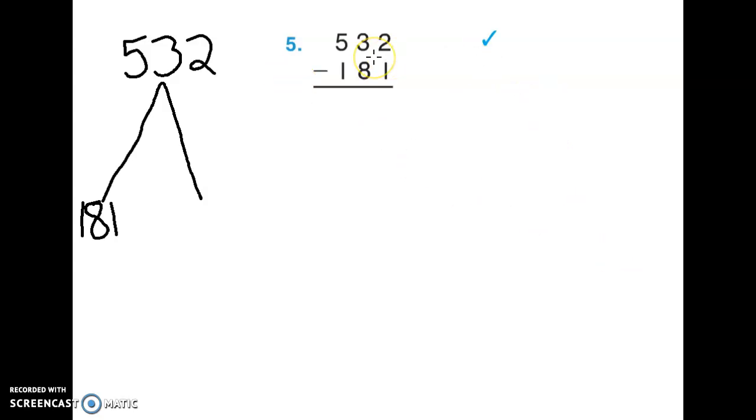So this part you can do normally. 2 minus 1 is 1. 3 minus 8, can't do it, so I'm going to borrow. 5 becomes a 4. My 3 becomes 13. 3's always go a little funky. I'm sorry about that. Try one more time. My 3 becomes 13. So 13 minus 8 equals 5. Then 4 minus 1 equals 3.